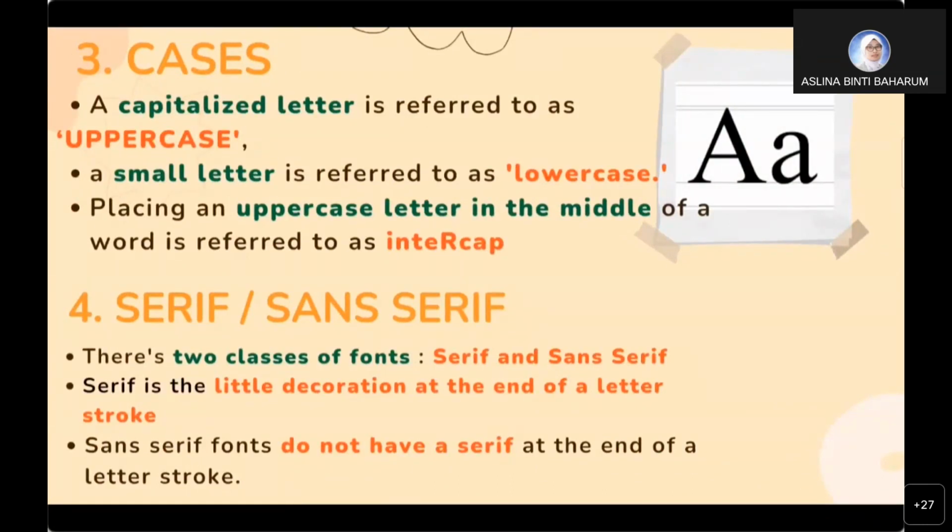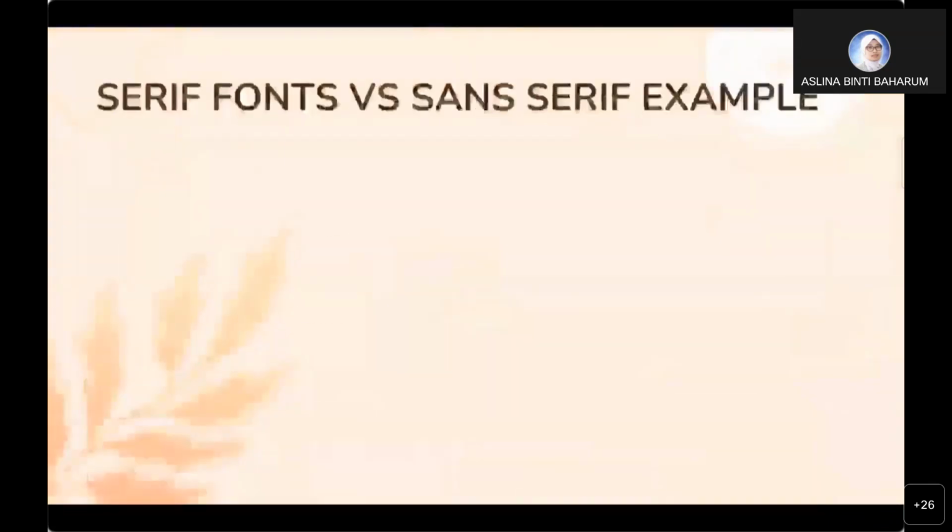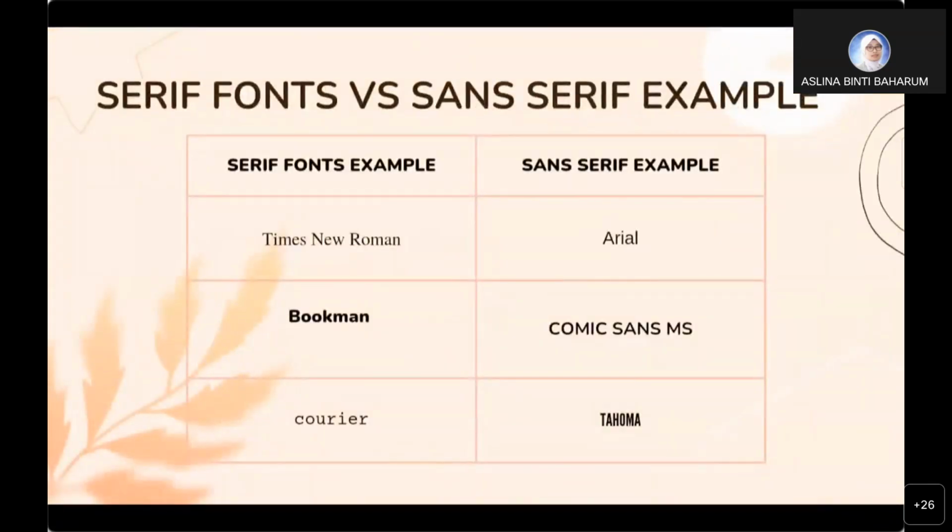And the last one is serif and sans serif. There are two classes of fonts, serif and sans serif. Serif is the little decoration at the end of a letter stroke, while sans serif fonts do not have a serif at the end of a letter stroke. Serif fonts versus sans serif example. As you can see, serif fonts examples are Times New Roman, Bookman, and Courier, while sans serif examples are Arial, Comic Sans MS, and Tahoma.